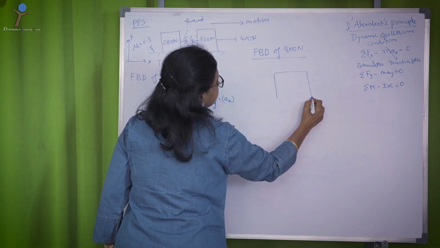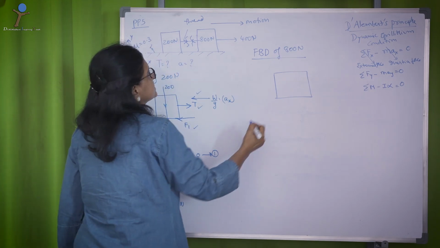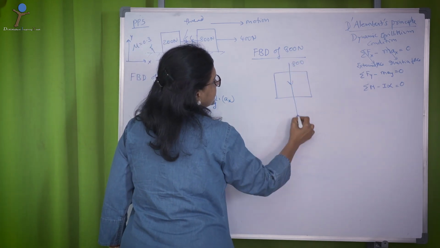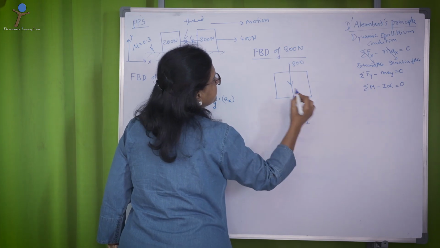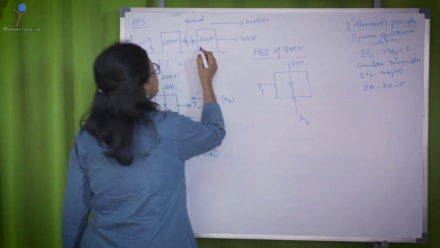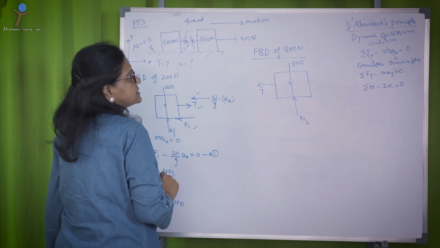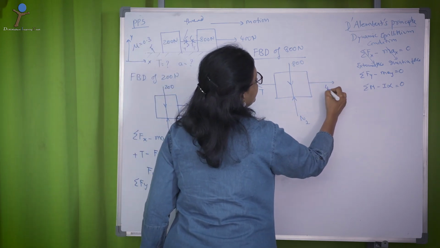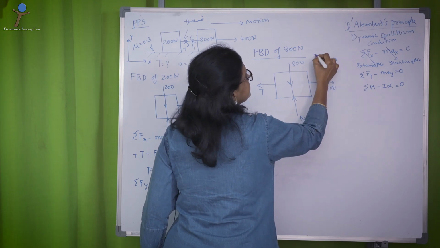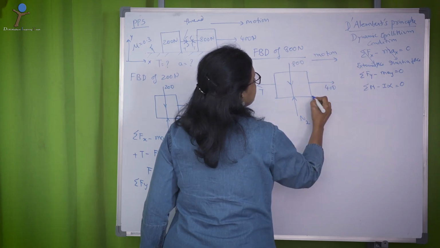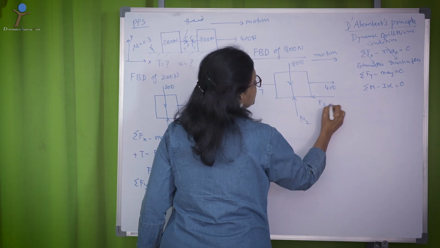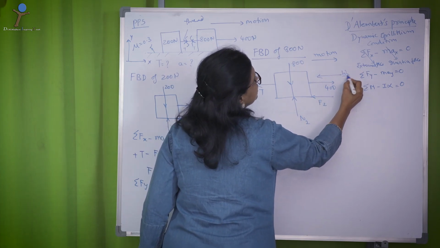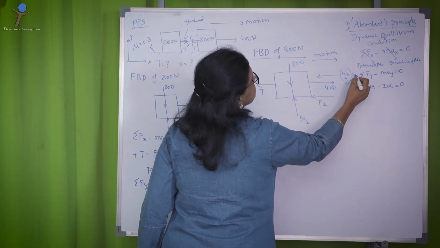The 800 newton body has the forces. One is the weight, the other one is the reaction N2. This is the tension T, because this T and this T creates tension in the thread, and there is an external force 400. Since the motion is in this direction, there is a frictional resistance F2 here and inertia force, let me say W2 by g into Ax.